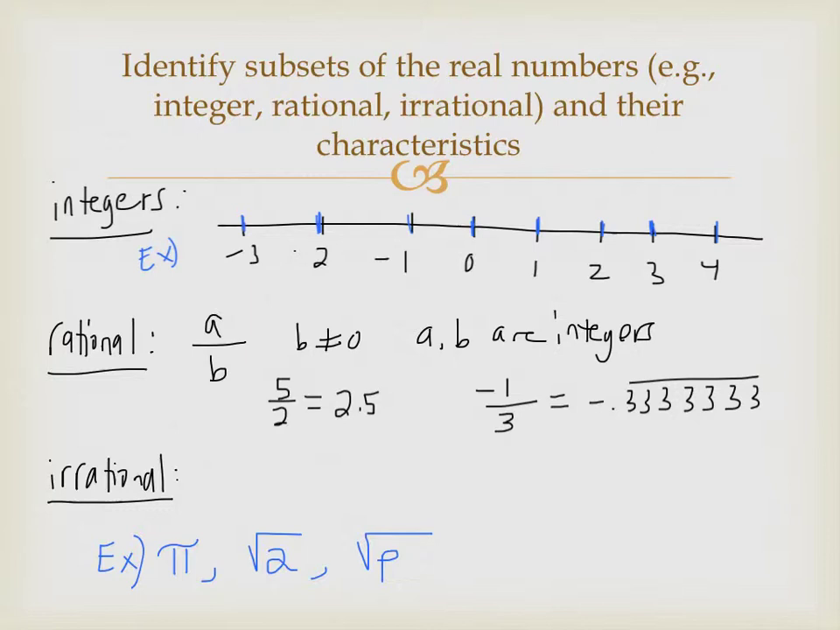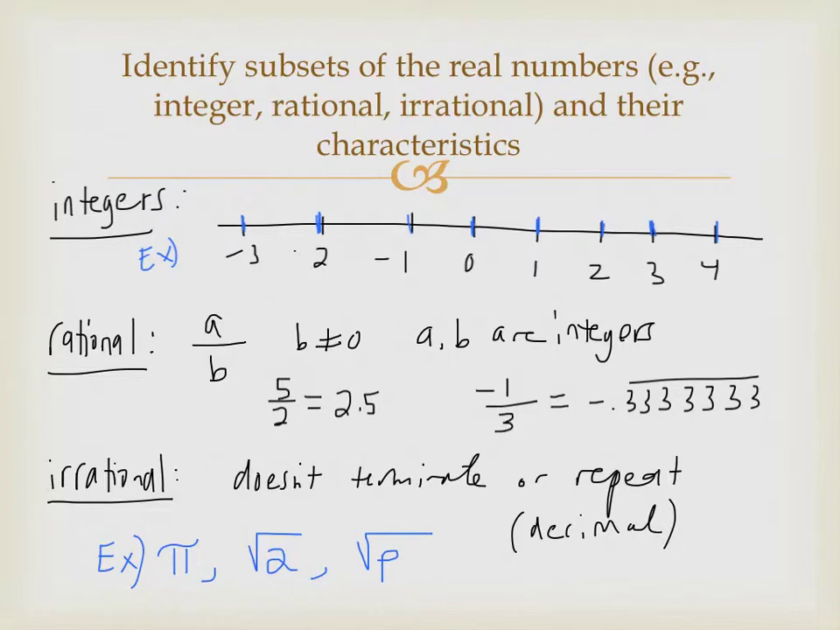So the definition of an irrational number is any number that doesn't terminate or repeat. And what we mean is its decimal representation does not terminate or repeat. So what's interesting is all three of these subsets make up the real numbers. So we'll turn this into a little bit more of a complete picture here now.